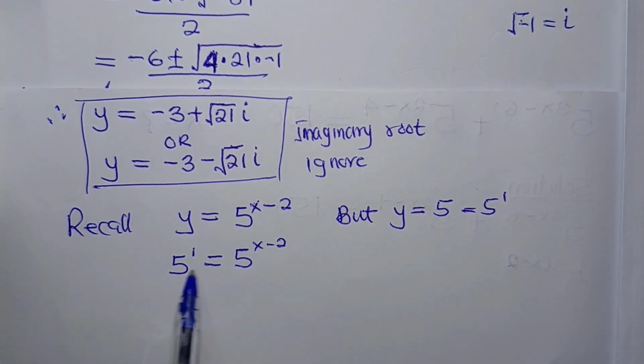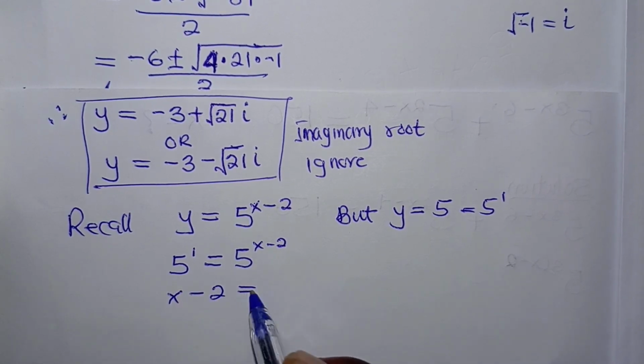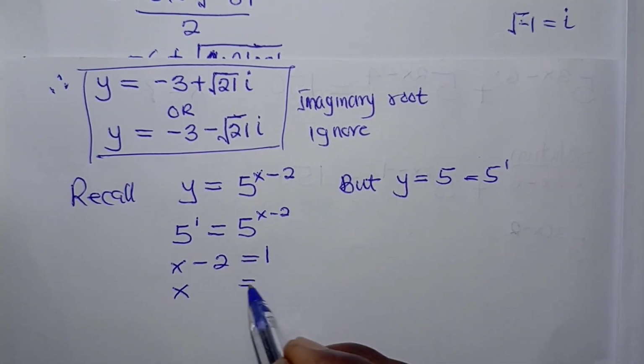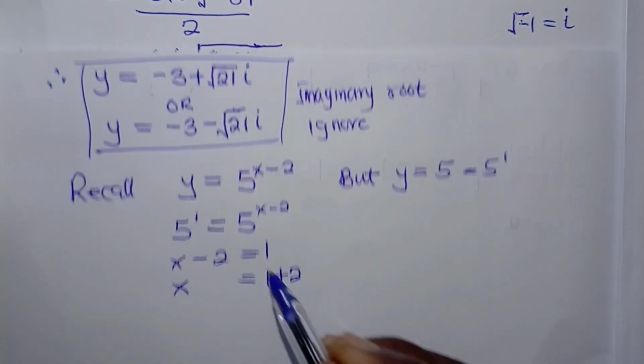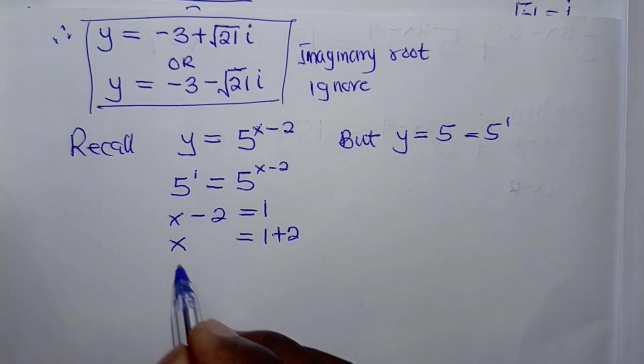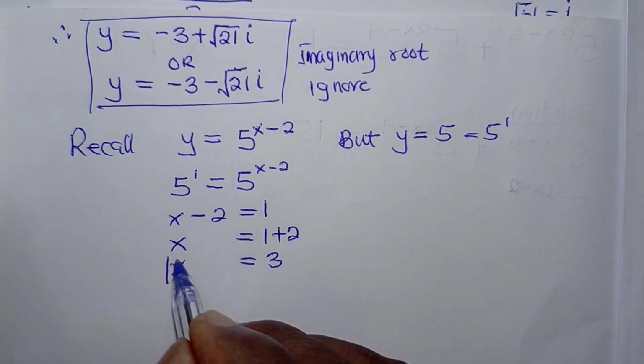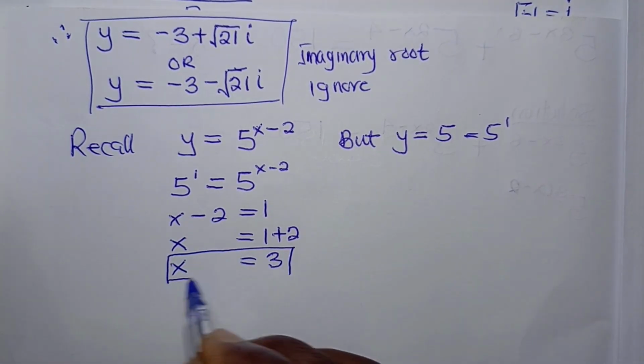Remember, the bases are the same, so we can compare the exponents. So meaning we have here as x minus 2 is equals to 1. So solving for x, we have x equals to 1 plus 2. So therefore, our x is equals to 3. So this is the value for x.